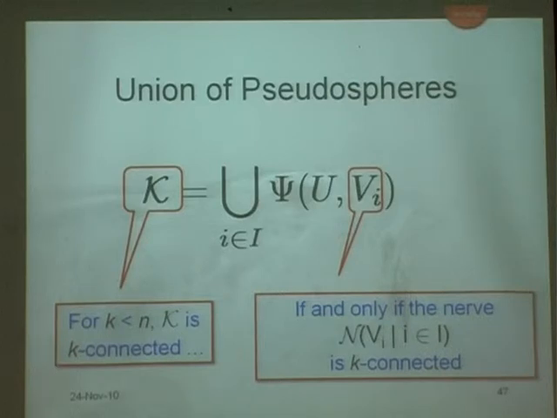So if the union is over the same collection of sets, then all we care about are the intersections of these things.